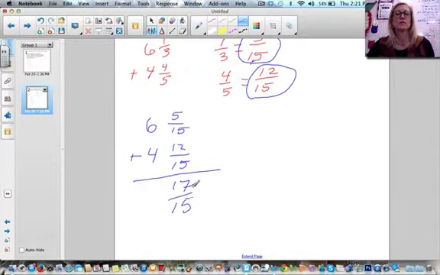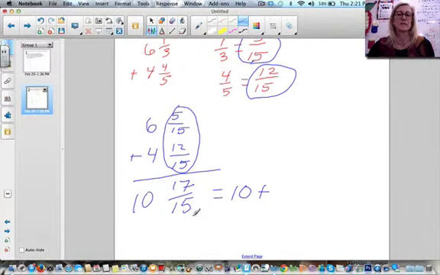Again, the first step is adding the fraction parts, so I do this part first. And then second, I'm going to add the whole numbers, and I've got 10. But I need to simplify this number. If I look at the fraction, it's improper. So what this is really saying is I've got 10 whole plus, and then I need to simplify this by making this improper fraction a mixed number.